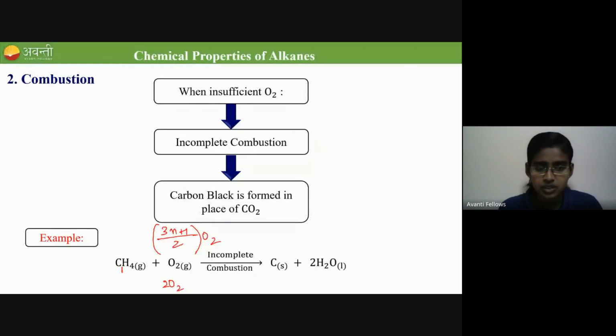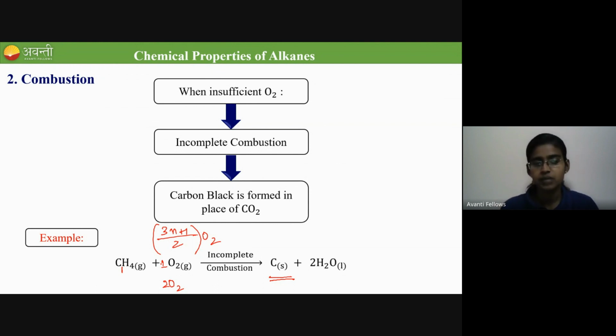But in this reaction, we have only 1 mole of oxygen. So the oxygen is insufficient. That's why we call this reaction incomplete combustion. From this, we are getting carbon black, which is a solid, as the product instead of carbon dioxide. Carbon black can be used in printers, ink, and pigments. It is a solid substance that is formed. Complete combustion is good for the environment.